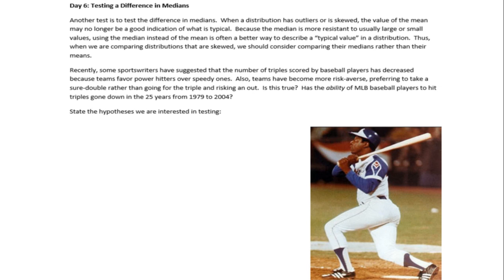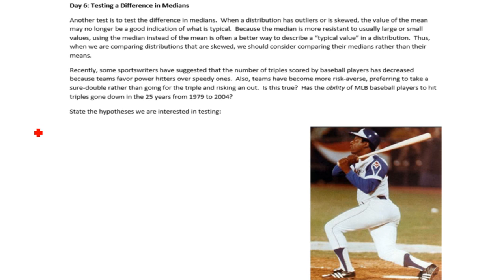Today's lesson is on testing a difference in medians. Another test is to test the difference in medians. When a distribution has outliers or is skewed, the value of the mean may no longer be a good indication of what is typical. Because the median is more resistant to unusually large or small values, using the median instead of the mean is often a better way to describe a typical value in the distribution. Thus, when we are comparing distributions that are skewed, we should consider comparing their medians rather than their means.